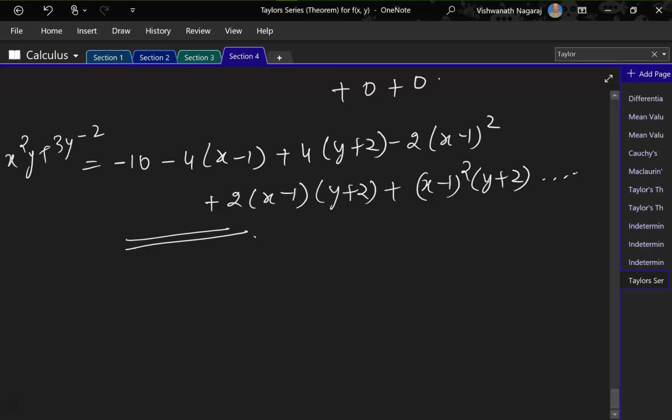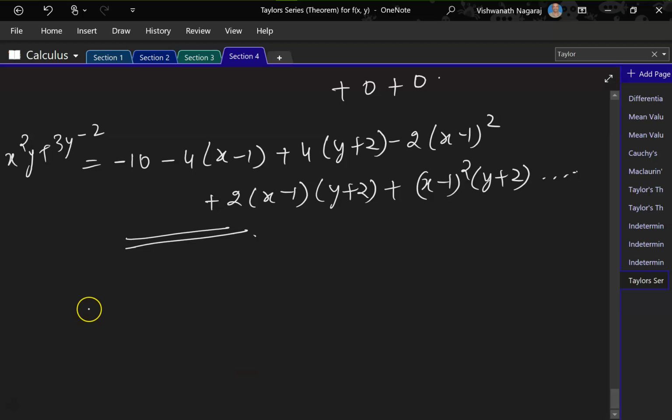in two variables. Practice. Bye for now.